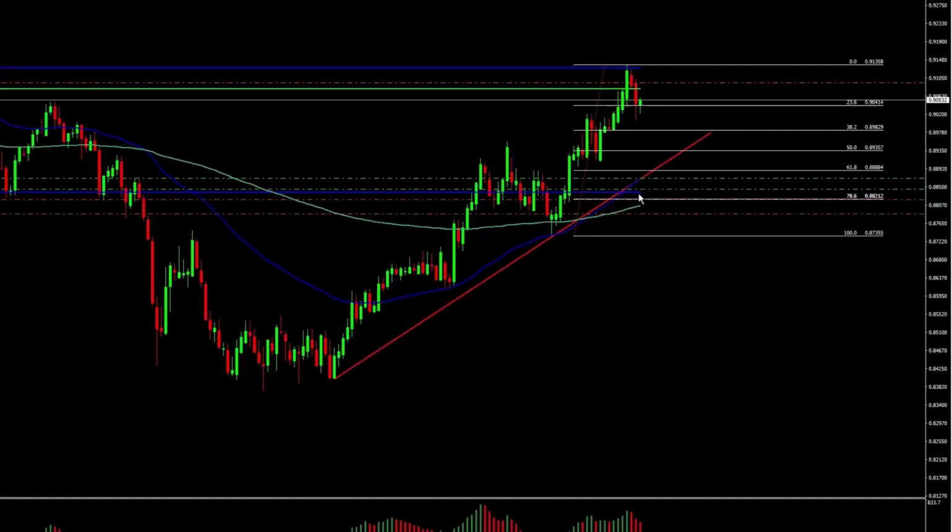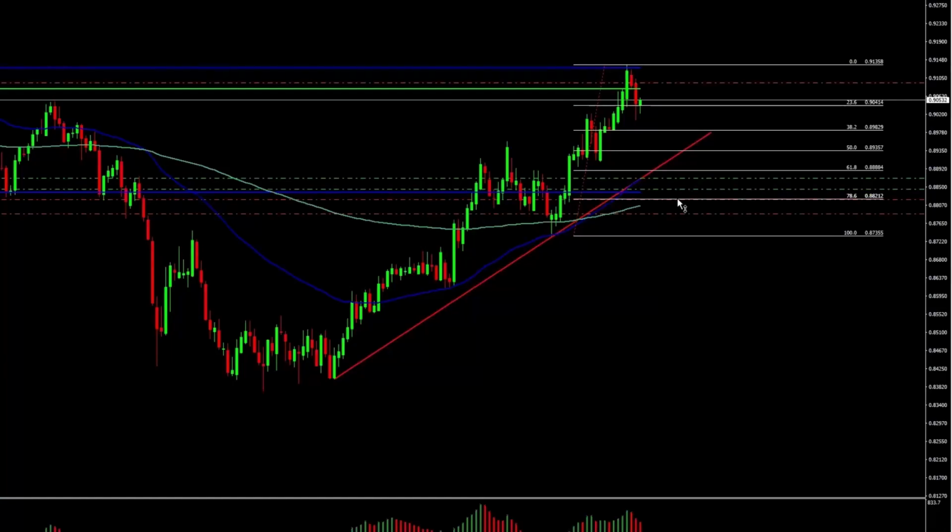So 61.8, 50% is where I start to pay attention to fibs. I don't bother with the smaller numbers. 78.6 fib for me is the final line in the sand. If this breaks, I start to think we've changed trend. But for me now, so I'm counting on my fingers again.